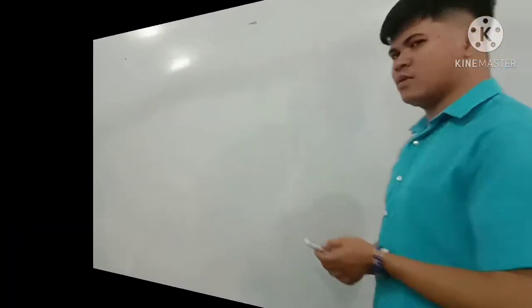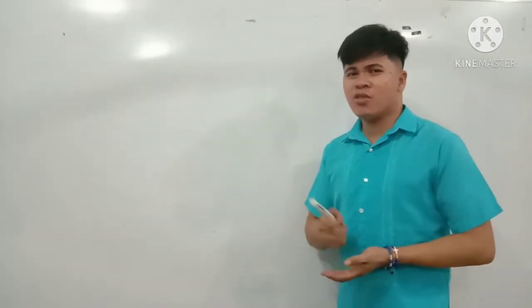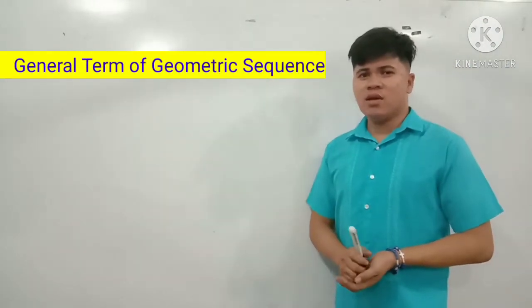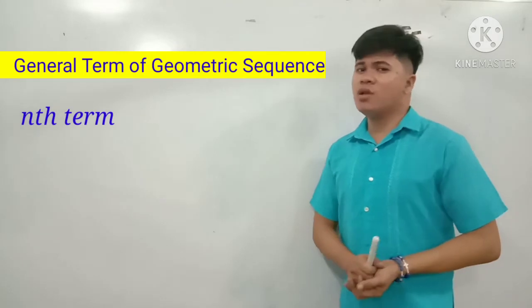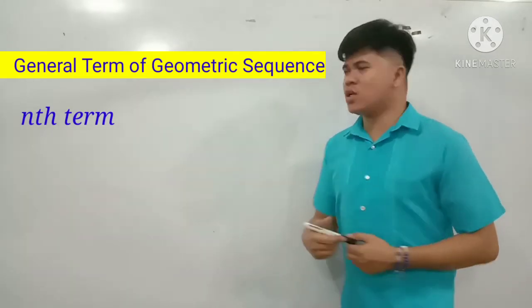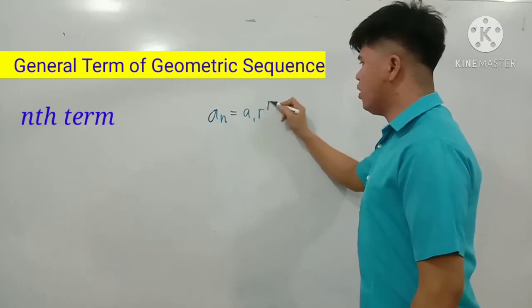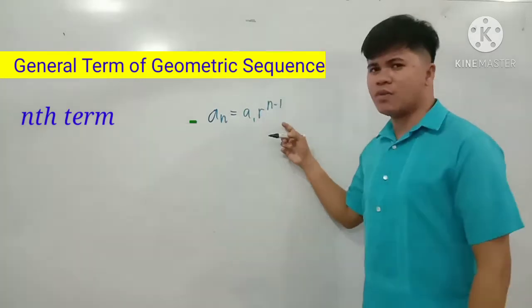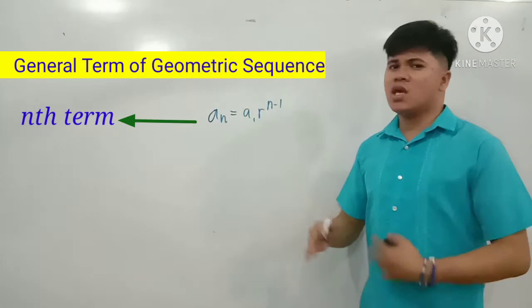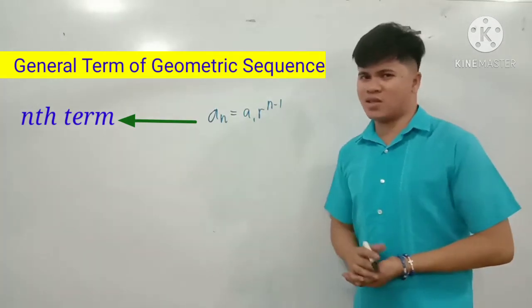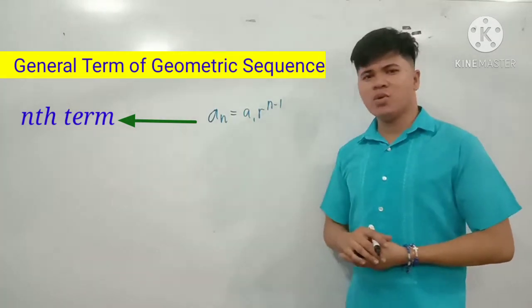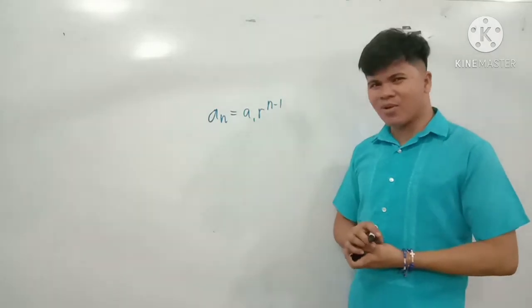Simple as that. Now, let's come to the general term of the geometric sequence. The nth term, or the general formula of the geometric sequence, is denoted by a sub n equals a sub 1 times r raised to n minus 1. This formula is used in dealing with geometric sequences. Without further ado, let's study this given example.